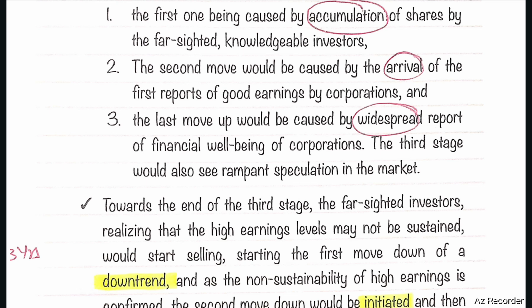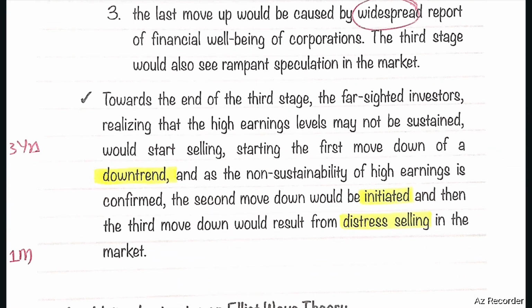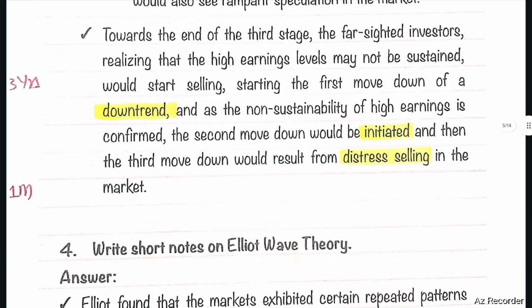The third stage would also see rampant speculation in the market. Towards the end of the third stage, the far-sighted investors, realizing that high earning levels may not be sustained, would start selling, starting the first move down of a downtrend. And as the non-sustainability of high earnings is confirmed, the second move down would be initiated, and then the third move down would result from distress selling in the market.